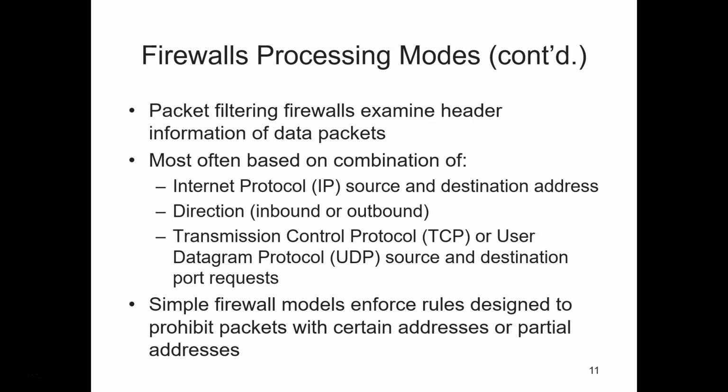Some firewall models examine one aspect of the packet header, the destination and source address. They enforce address restriction rules designed to prohibit packets with certain addresses or partial addresses from passing through the device. They accomplish this through access control lists, or what we call ACLs, which are created and modified by the firewall administrators. So basically it's updated on a quarterly or maybe even monthly basis.